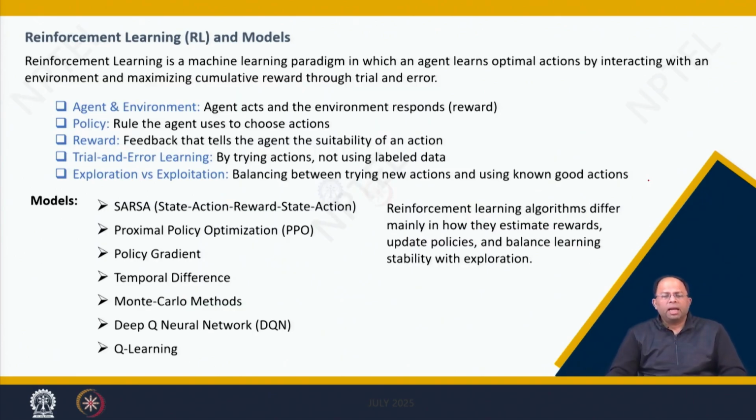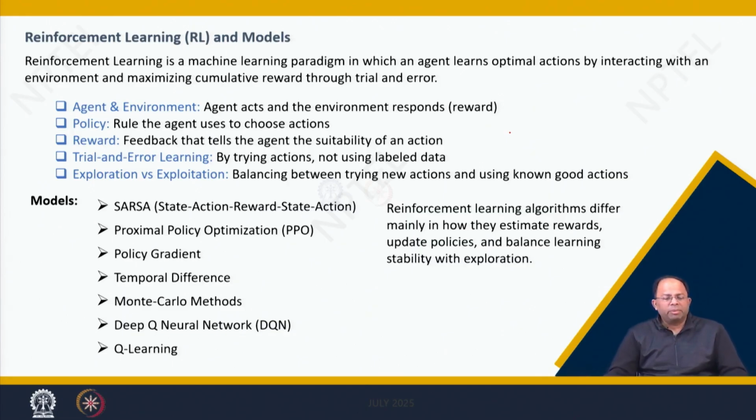Then coming to reinforcement learning. It is a machine learning paradigm where an agent learns optimal actions by interacting with an environment and maximizing cumulative reward through trial and error. We have already discussed this. There are different components of it. One is of course the agent and the environment. The agent is acting in this environment, and the environment can respond. The environment can give a reward, or it may also reduce some positive benefits, that means it will give bad scores as well.